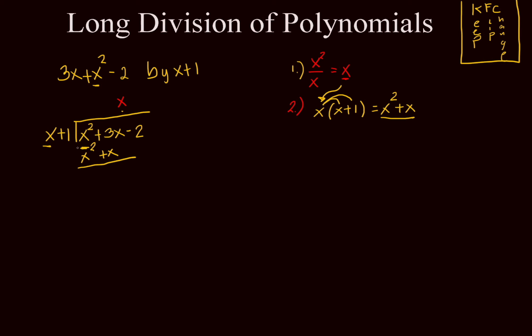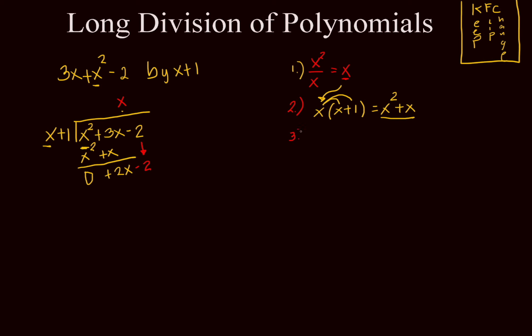So x squared minus x squared will just give us an answer of 0, and 3x minus x will just give us an answer of positive 2x. And next step, we bring down our negative 2. So we now have 2x minus 2. And the process is going to start all over again.